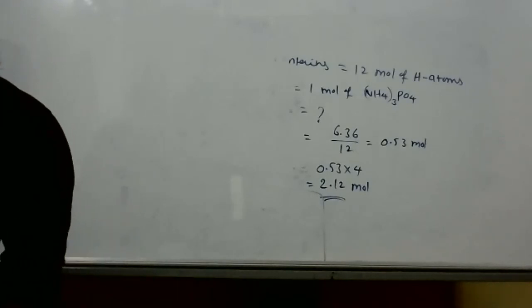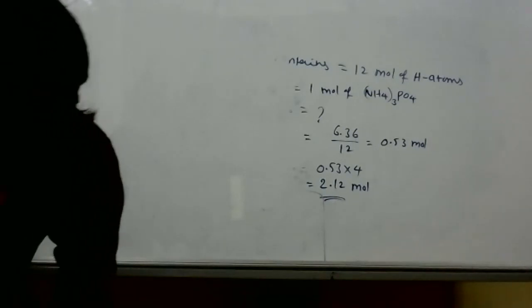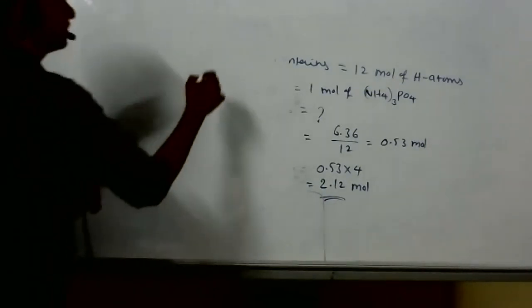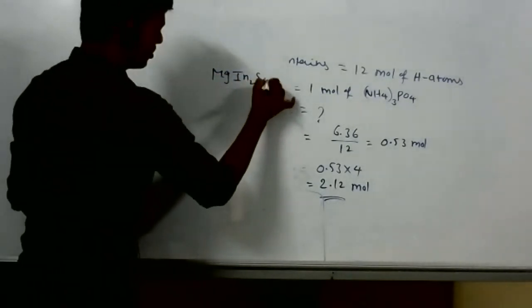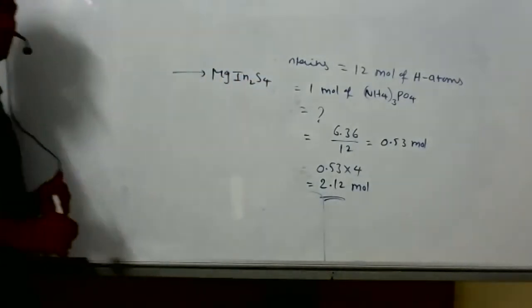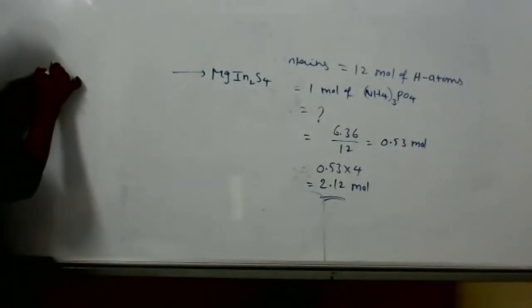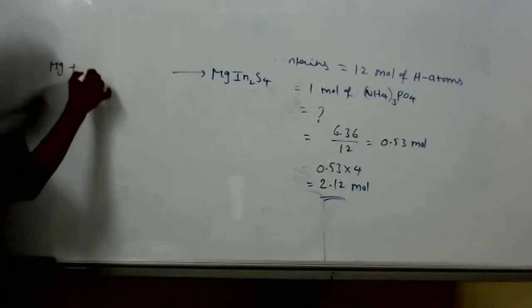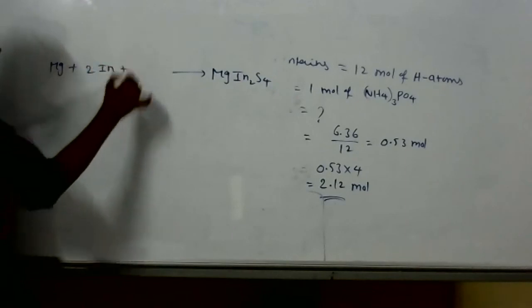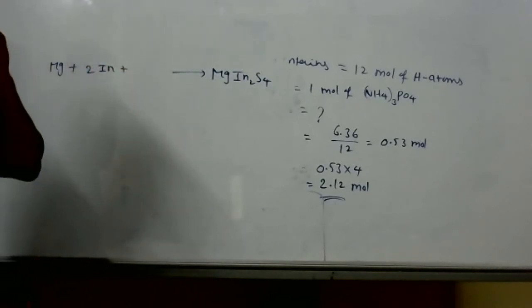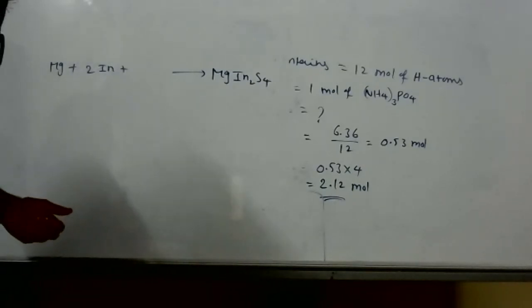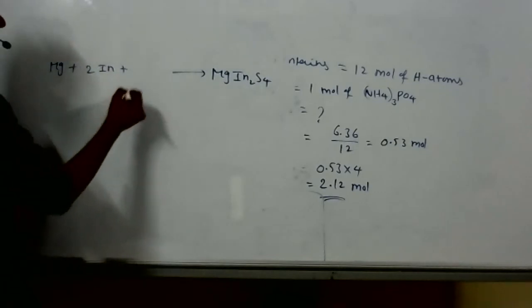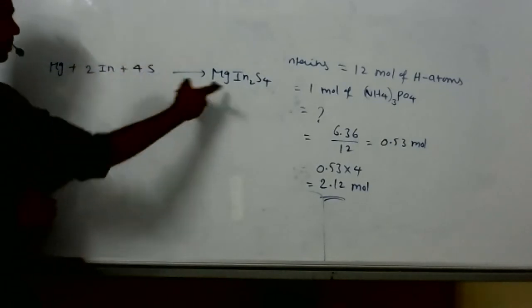We need to prepare MgIn2S4, right? To prepare this, we require 1 mole of magnesium, 2 moles of indium, and 4 moles of sulfur. What is the compound name? No, it's not given. Later I will tell you what we call this. Magnesium indium sulfide.